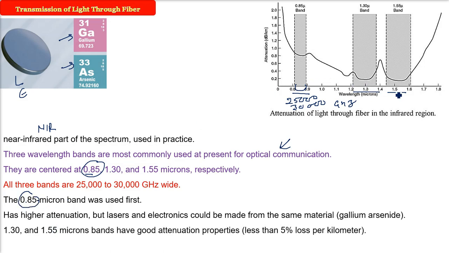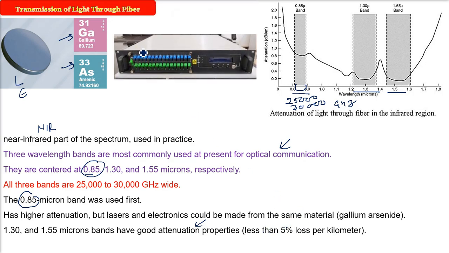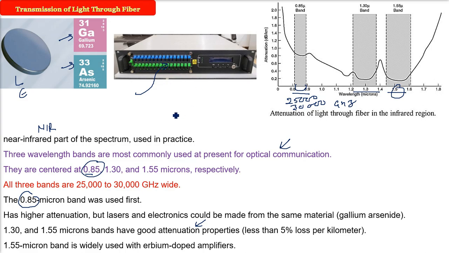Now coming to 1.30 and 1.55 microns, these bands have good attenuation property, that is less than 5% if you say 1 kilometer you take. So here you see an example of the 1.55 micron band. This is widely used in erbium doped amplifiers.